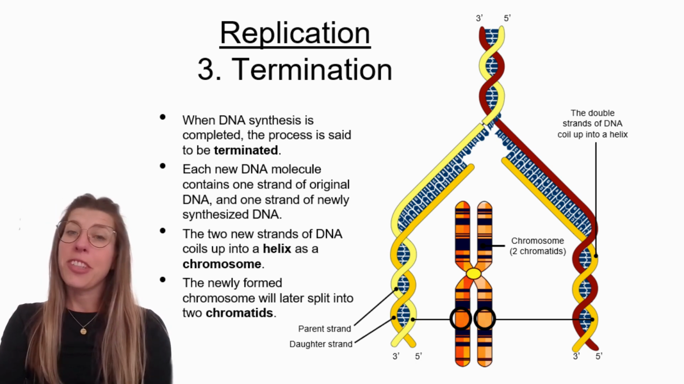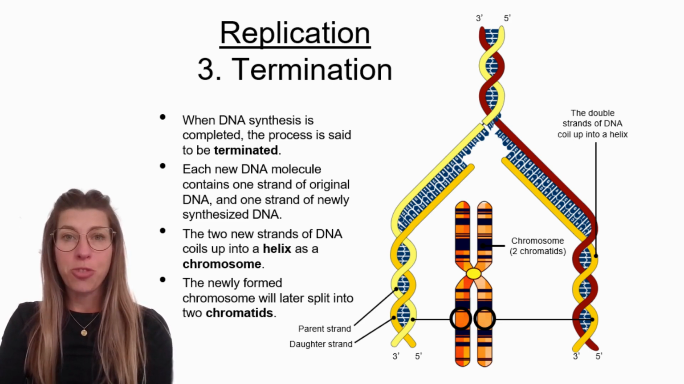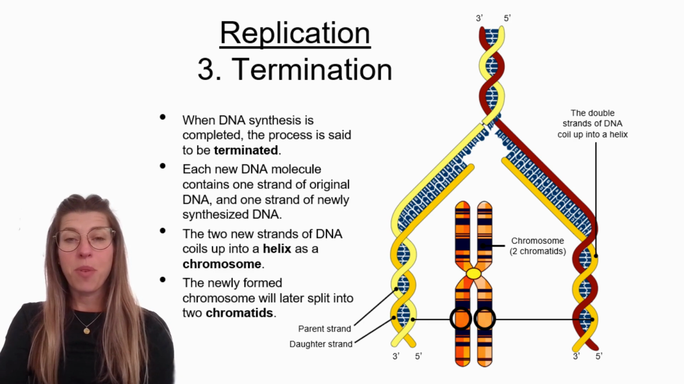So when DNA synthesis is completed, the process is said to be terminated. Each new DNA molecule contains one strand of original DNA, that parent strand, and one strand of newly synthesized DNA, which is the daughter strand, which should be the exact copy of its complementary base. So it will be exactly the same as the other strand that pulled apart during the initial process. The two new strands of DNA now coil back up into a helix as a chromosome, and the newly formed chromosome will later split into 2 chromatids during cell division.